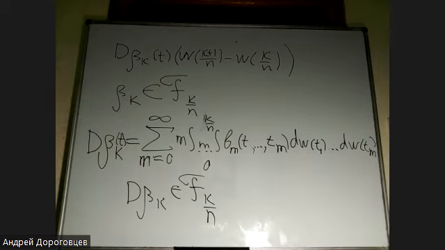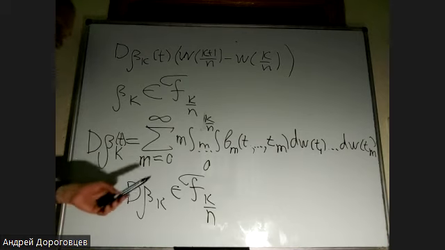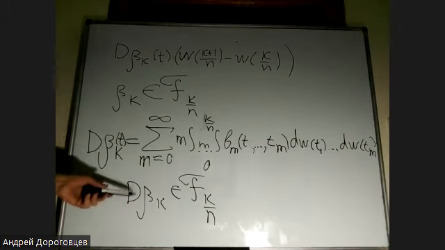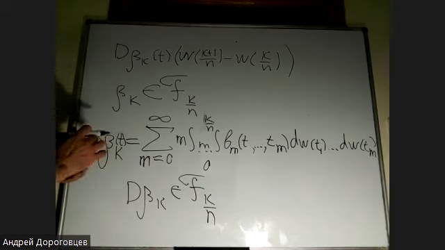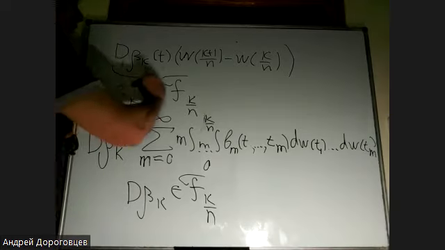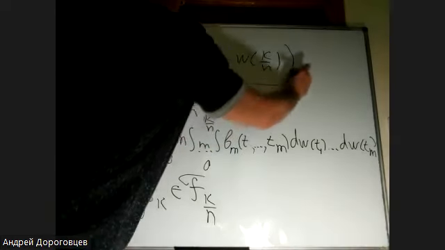Why? Because using this property, one can now say that here we have two independent multipliers.